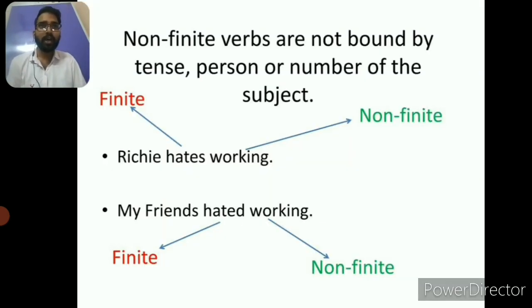Now, non-finite verbs are not bound by tense, person, or number. Remember this, non-finite never ever reveal the tense, person, or subject. Okay, now see one example, my friends hated working. Now, hated here is my finite verb, and working is my non-finite verb. Now, Richie hates working. Here again, hates is a finite verb, whereas working stands as a non-finite verb.